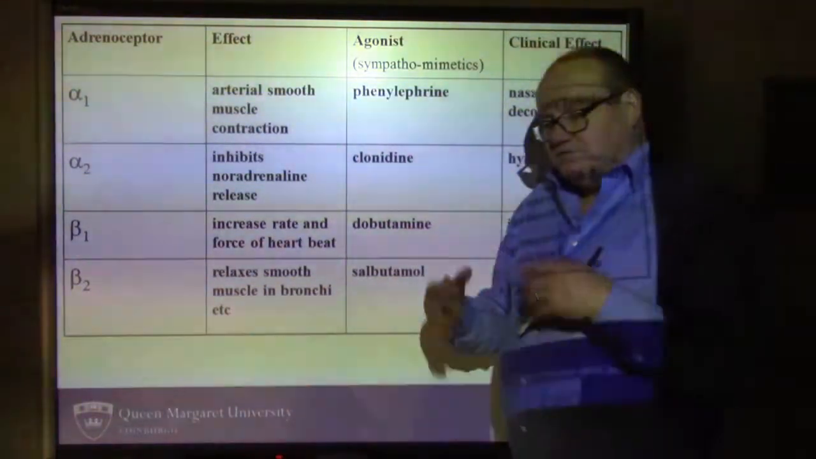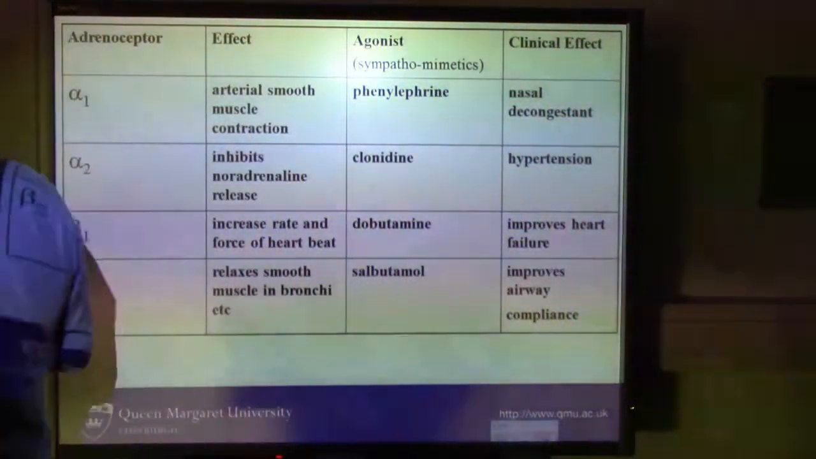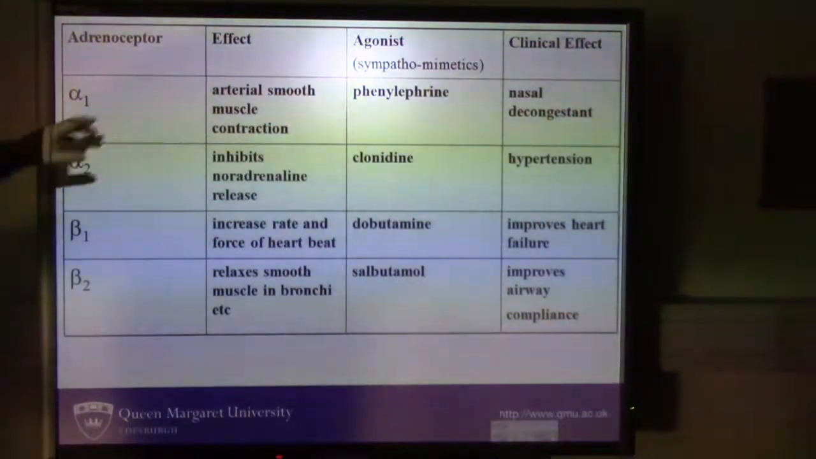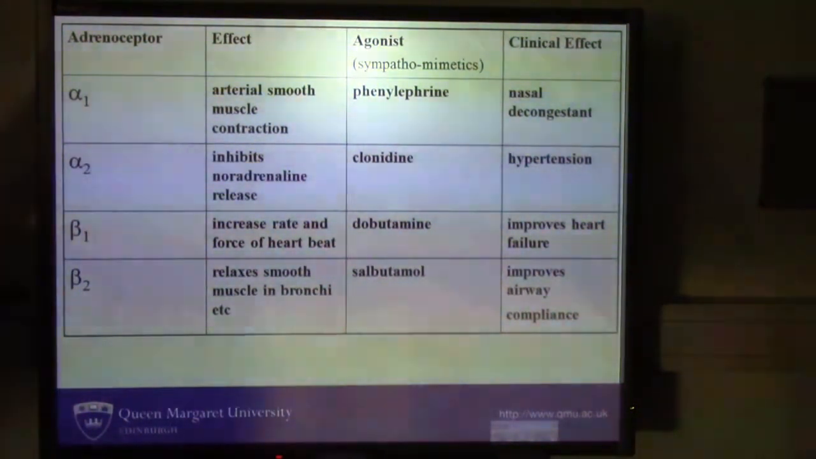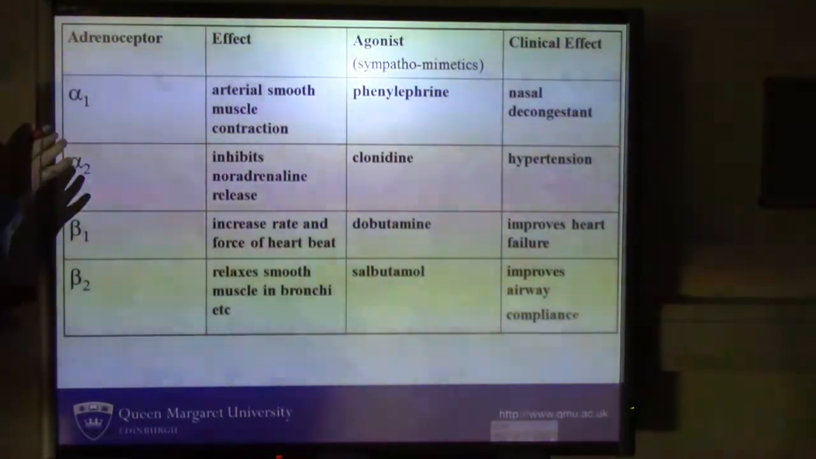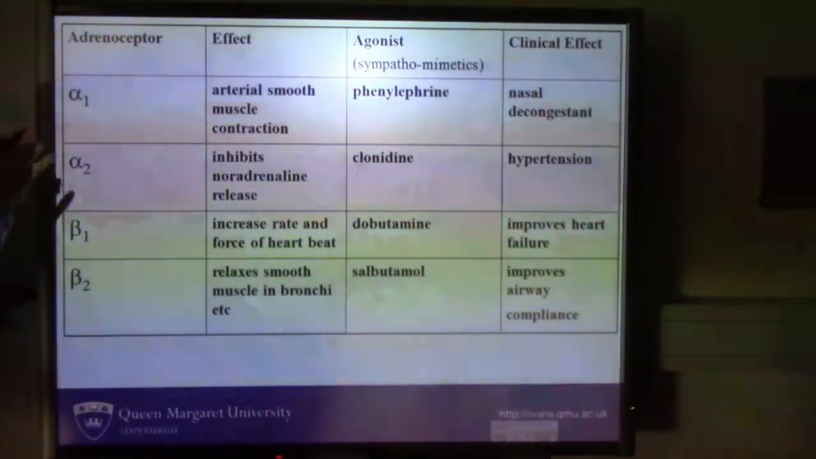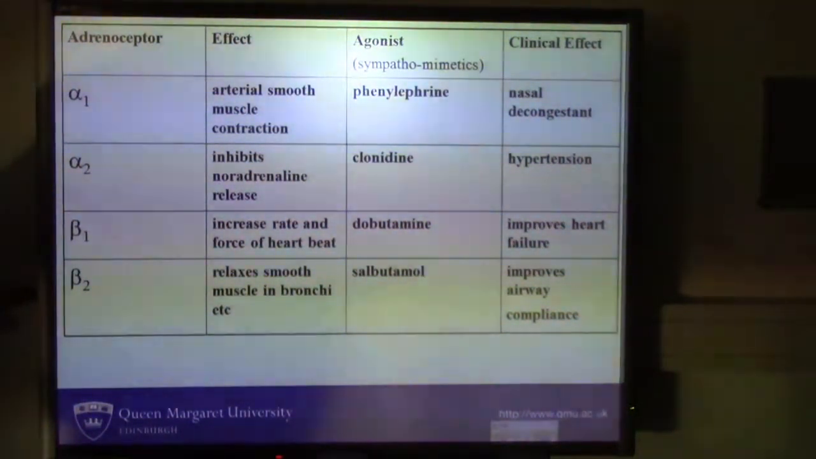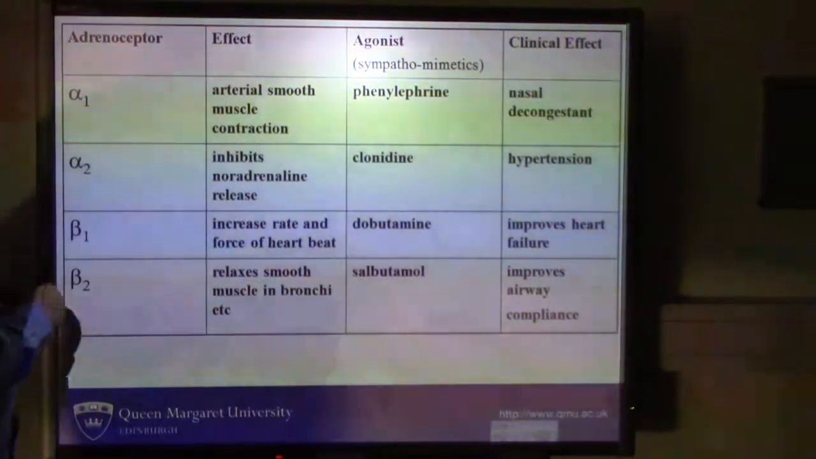So here are some examples of the various receptors that we talked about. If you activate alpha 1, there's the effect you get. What we've got here is the adrenal receptor, the effect, the agonist that works on that receptor, and the clinical effect that you would have. So alpha 1, arterial smooth muscle. Alpha 2 inhibits noradrenaline release, therefore it would be useful in the treatment of hypertension because it would reduce the amount of noradrenaline being released.